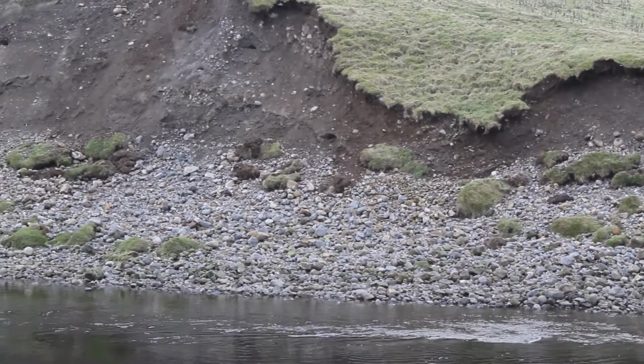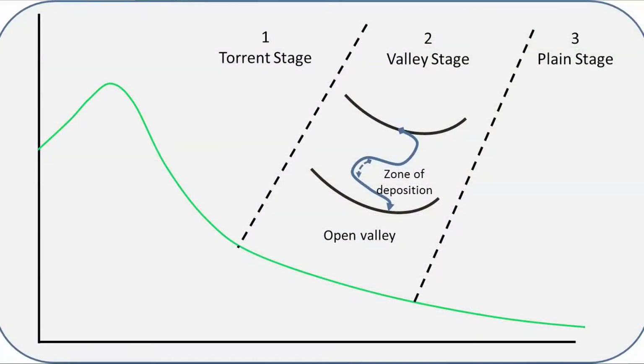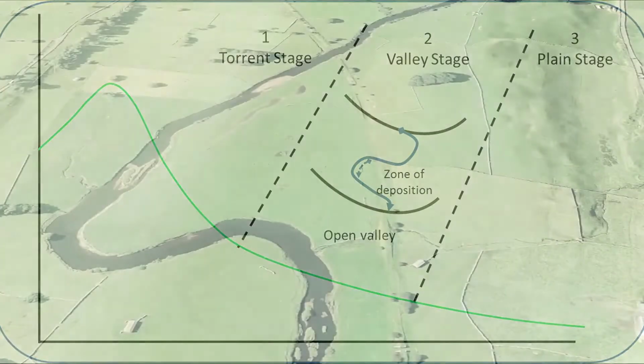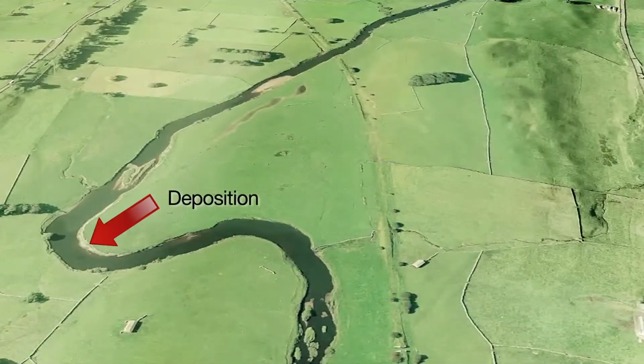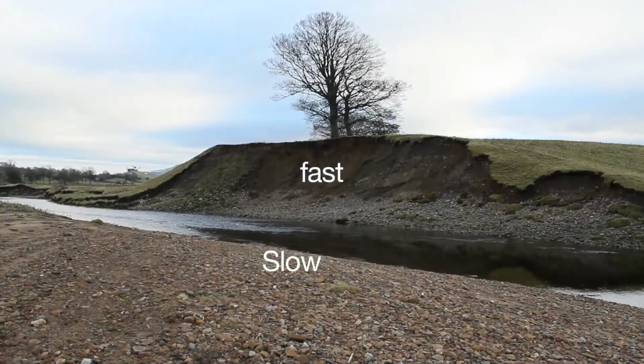On the inside of the bend, however, something different's happening. At this place here, we're having deposition. This is due to the speed of the water going round the bend. Fast round the outside, slow round the inside.